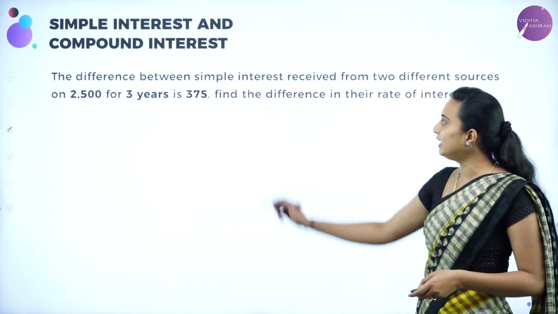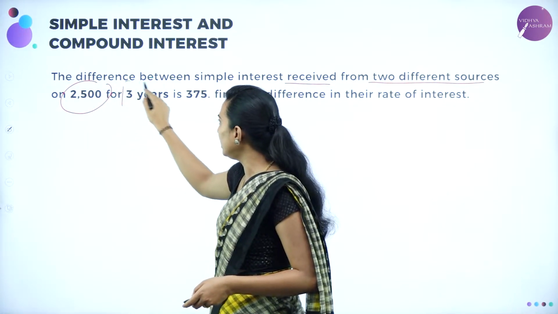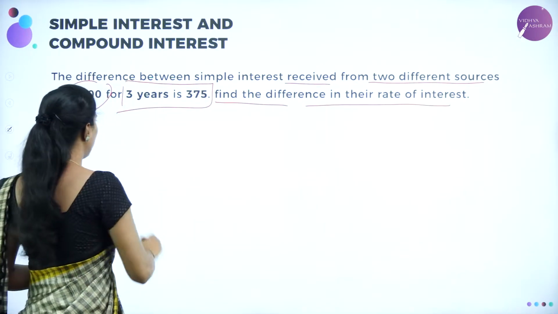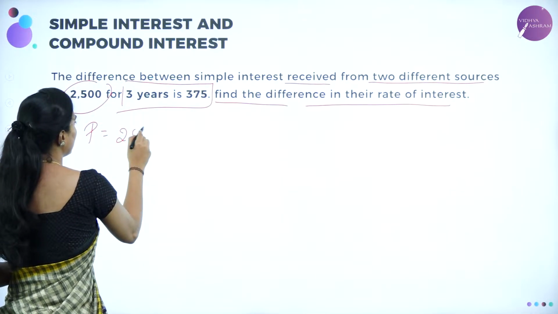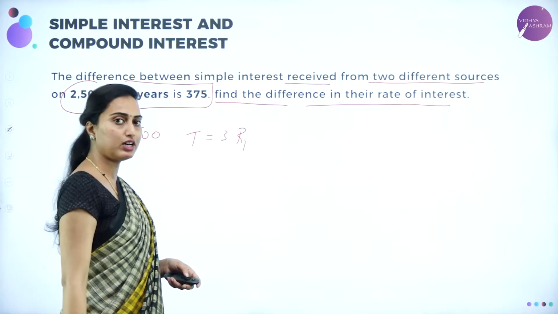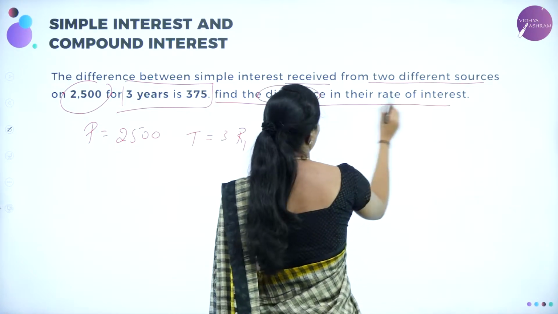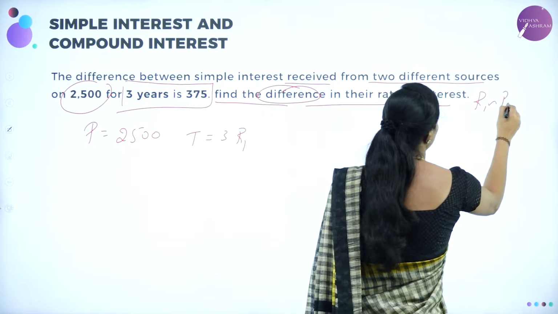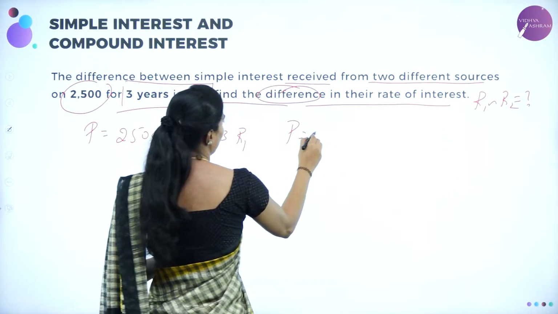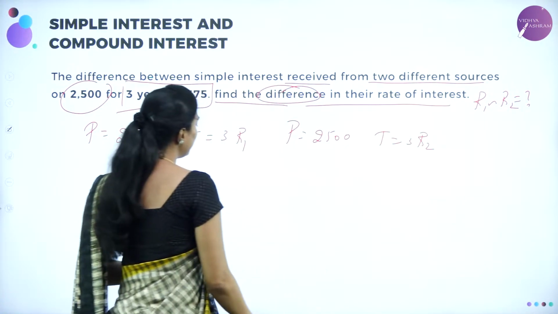The difference between simple interest received from 2 different sources on 2005 and for 3 years is 375. Find the difference in their rate of interest. So what they have given, P = 2500 and T I am going to take as 3, R1, because they have asked for the difference in the rate of interest. You need to find out the difference of R1 and R2. Okay, I need to find out what this is. So here we are going to have P = 2500 and T = 3, R2. So let me calculate for this one.